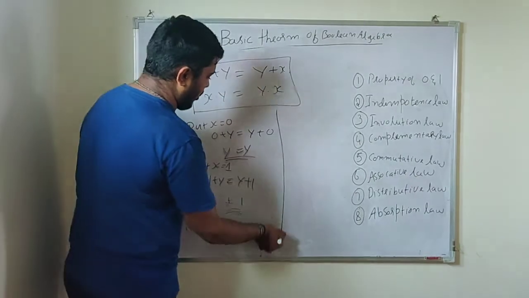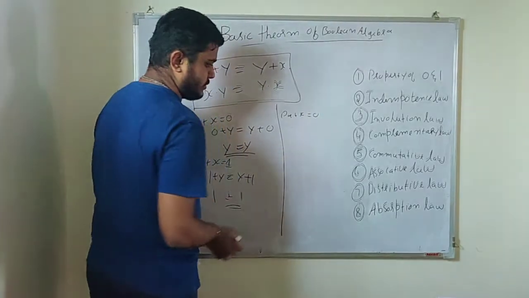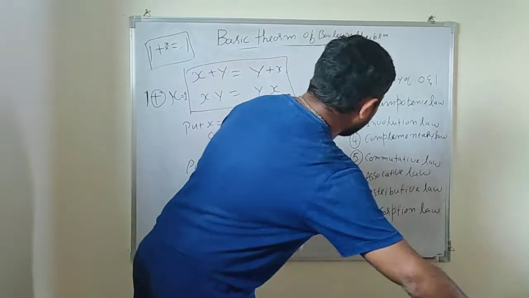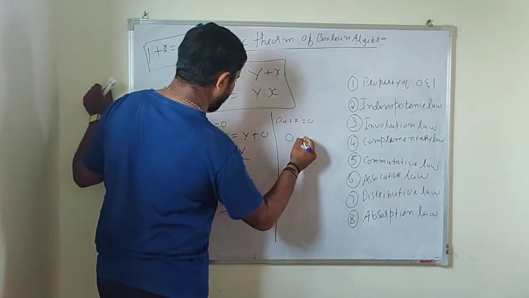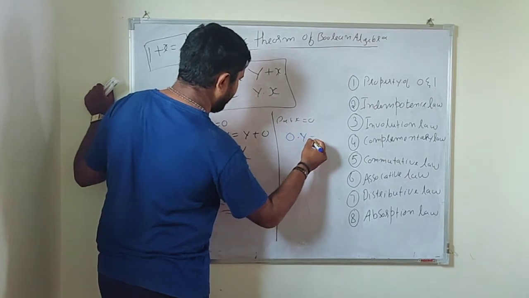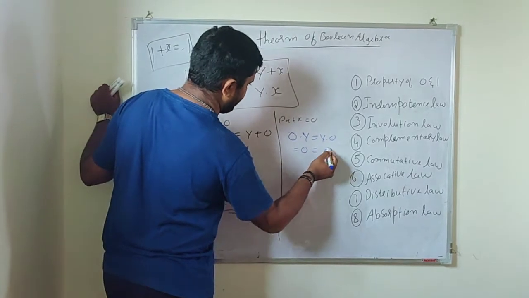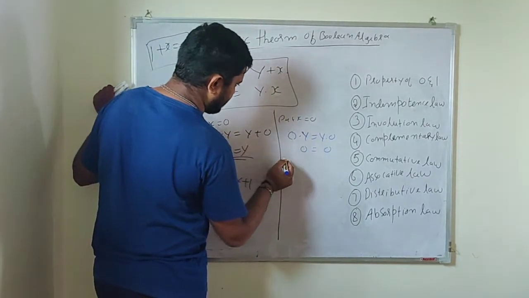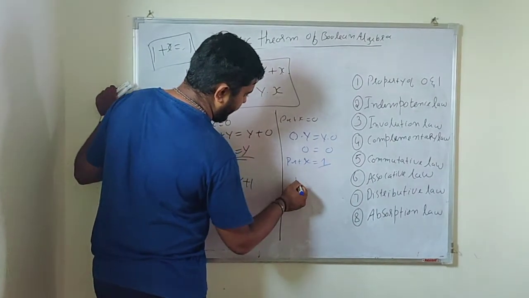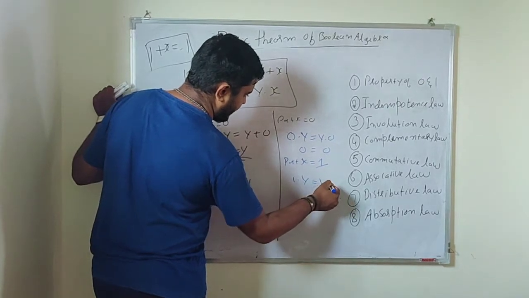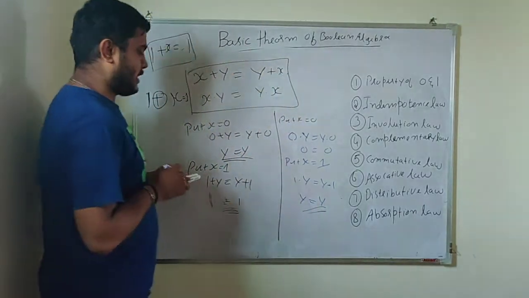You can also check for the AND operation. Put x is equal to 0. So what do you get now? 0 into y is equal to y into 0, which is equal to 0. Anything multiplied by 0 remains 0. Now put x is equal to 1. So 1 into y is equal to y into 1, so y is equal to y. So this is the commutative law.